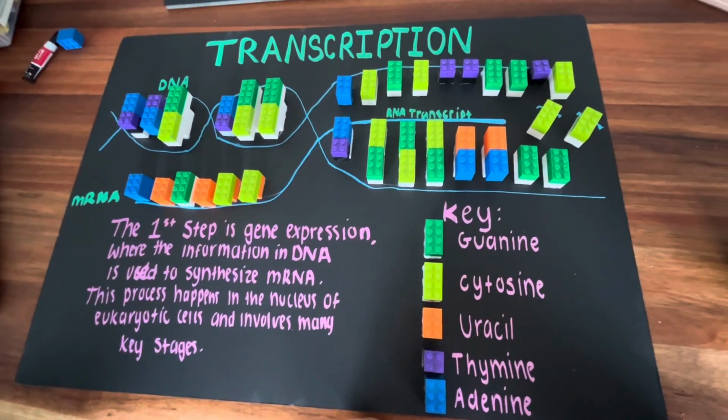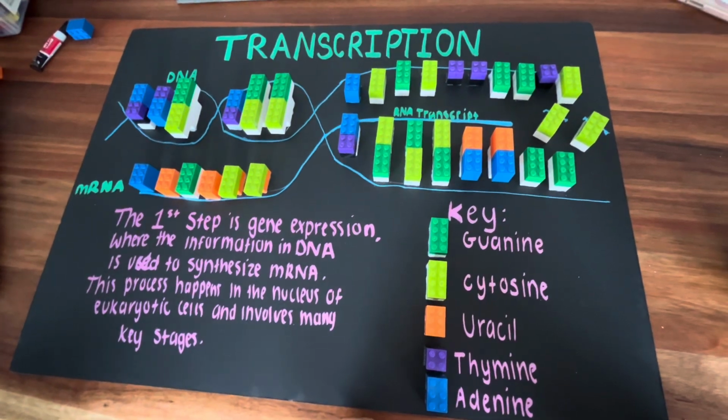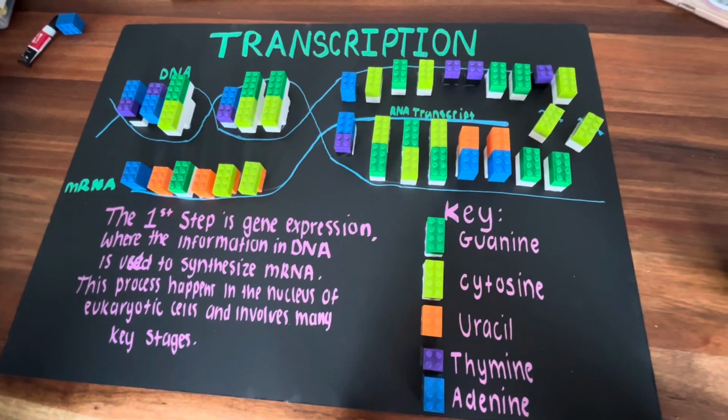Polypeptide synthesis begins with transcription. It is where the DNA sequence of a gene is made into a molecule of mRNA. This all occurs in the nucleus of a eukaryotic cell.